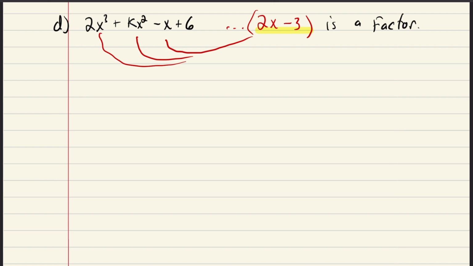So what we're going to do is plug the root of 2x minus 3 into x, and then isolate for k, which is the only thing that is unknown. And that's how we can get our final solution, our final function.